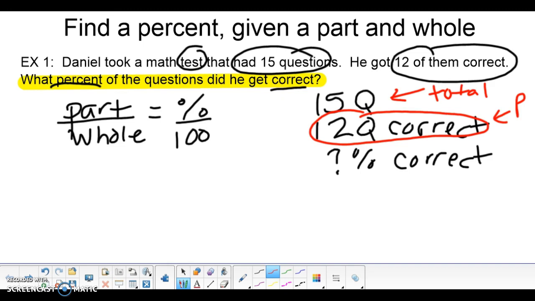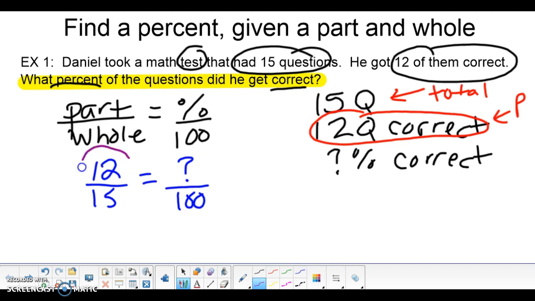So now I can substitute my numbers. My part is 12. He got 12 out of 15 correct. And we're looking for the percentage, so I'm going to put a question mark there. And we know that a percent is out of 100. So now we just simply solve it, which you guys know how to do.